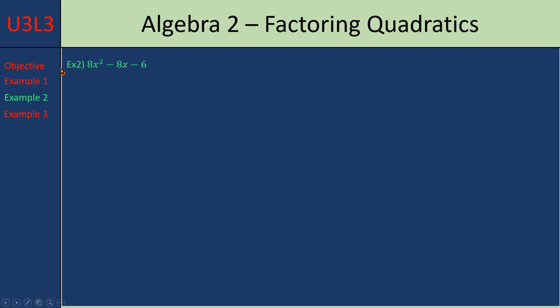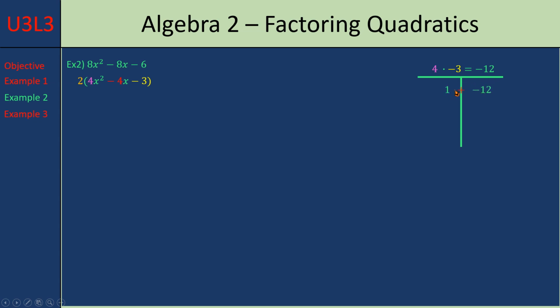Is there a number that goes into 8, 8, and 6? Yeah, the number is 2, so I take a 2 out. And so I have 4x squared minus 4x minus 3. And again, I take first number times the last number. Gives you 4 times negative 3 equals negative 12. And I need two numbers that multiply to be negative 12, but add to be negative 4.